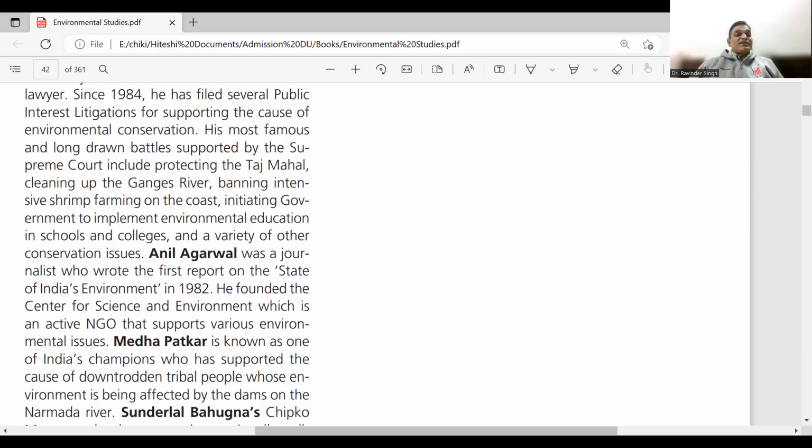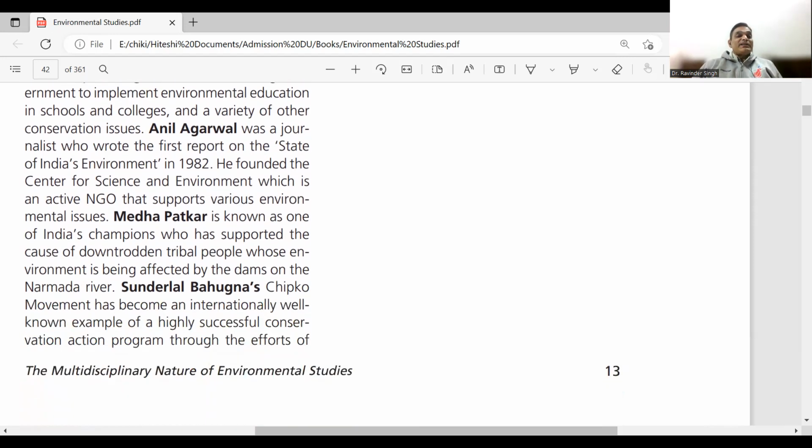Anil Agarwal was a journalist who wrote the first report on the state of India's environment in 1982. He founded the Center for Science and Environment, which is an active NGO that supports various environmental issues. Medha Patkar is known as one of India's champions who has supported the cause of downtrodden tribal people whose environment is being affected by the dams on the Narmada River.